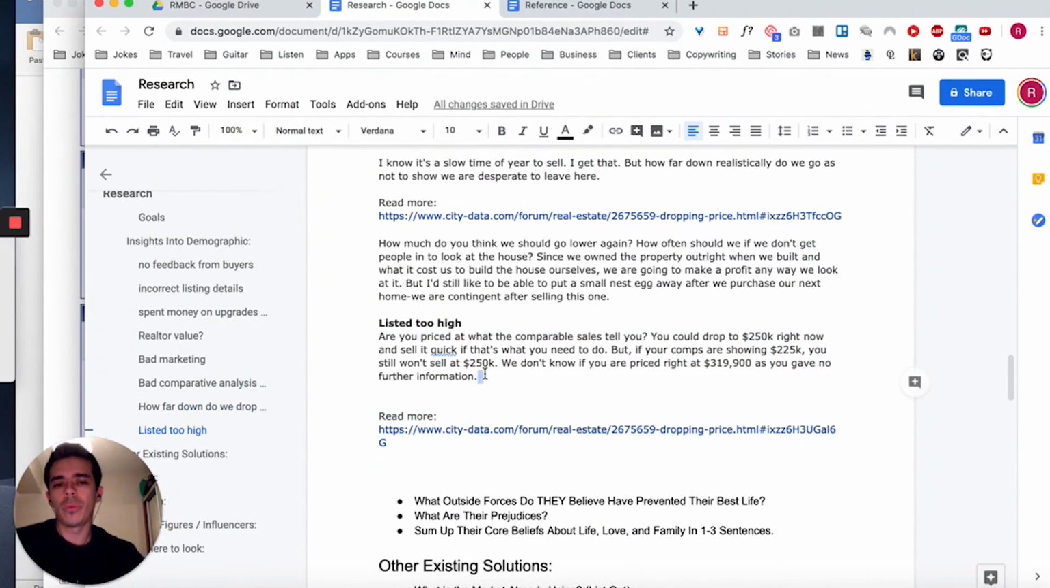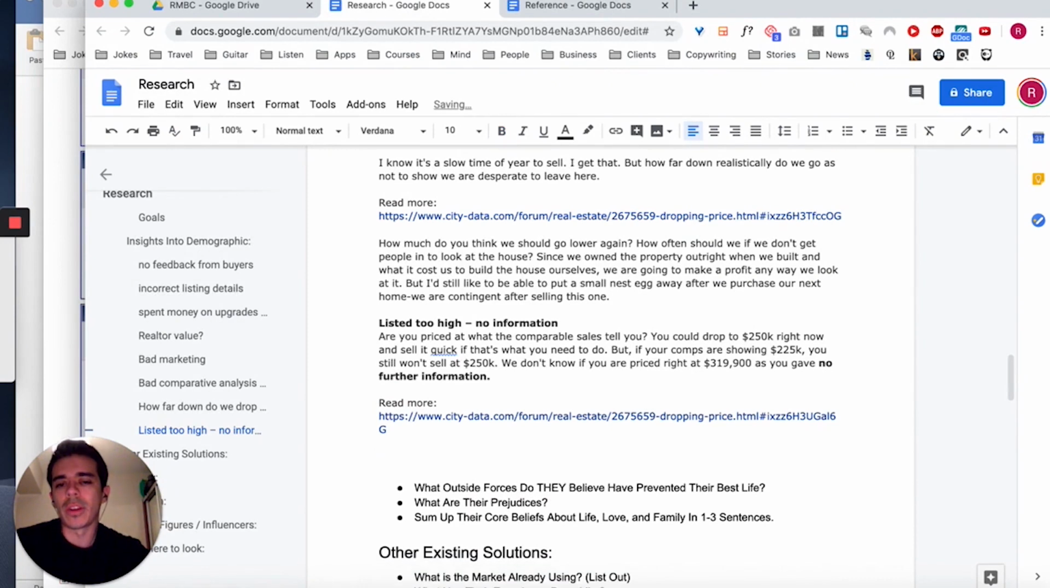So I'm just kind of putting this down here so that, you know, these are the things that they're considering, right? Like, you could drop it to 250, but if comps are showing 225, you still won't sell for 250. You won't know if you're priced right at 319 as you have no further information. No further information. So it's that, like, listed too high, no information. Right? So it's very easy to see how you can come in and say, hey, we have the information necessary that you need to make smart decisions on price.